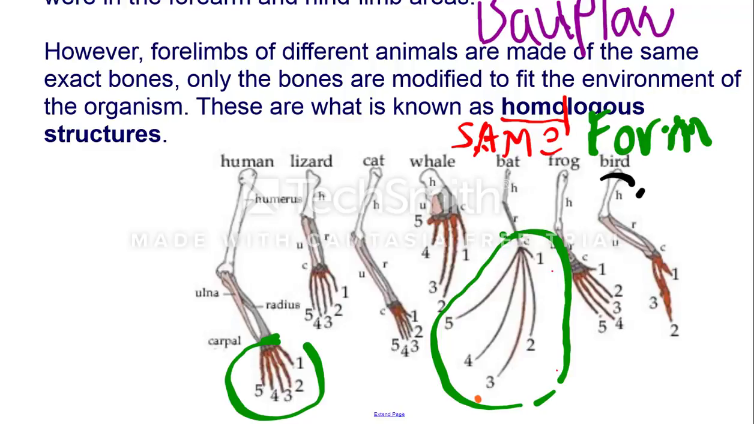And this is taking place over perhaps millions of years, driving the differences in our homologous structures.